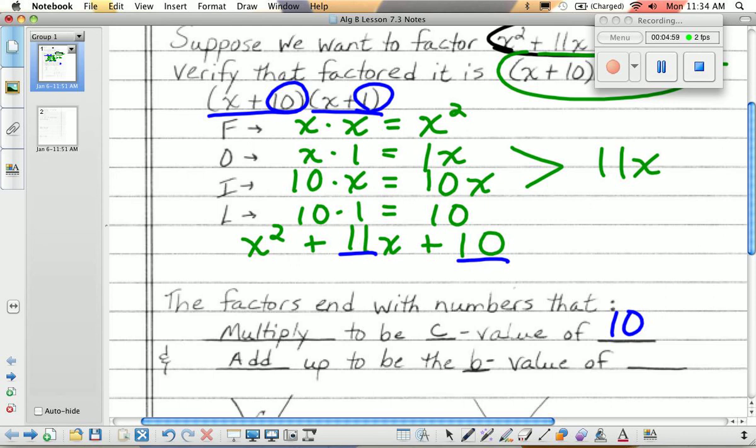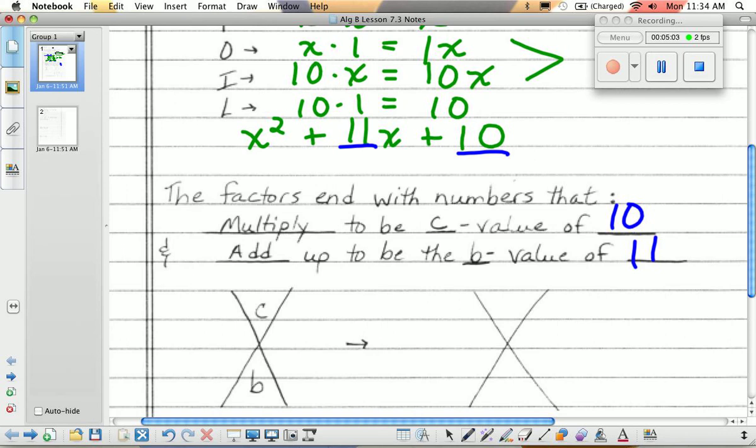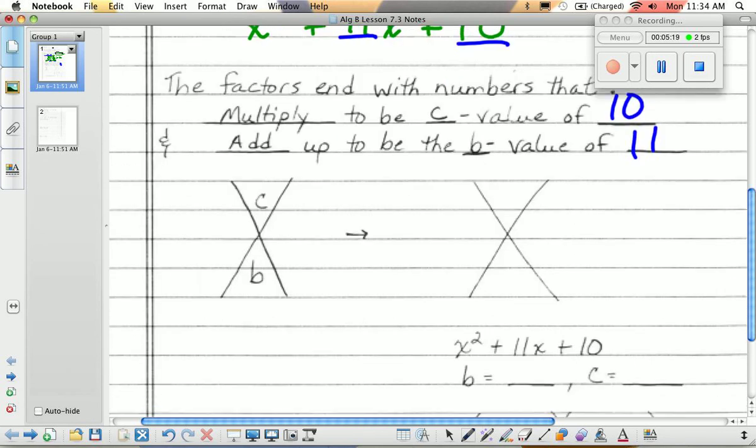What's our B value? 11. Since the two numbers that the factors end with multiply to be the C value, and they add up to be the B value, that should sound familiar from our diamond pattern on Friday. But here's how we're going to make our diamond. We're just going to make an X.